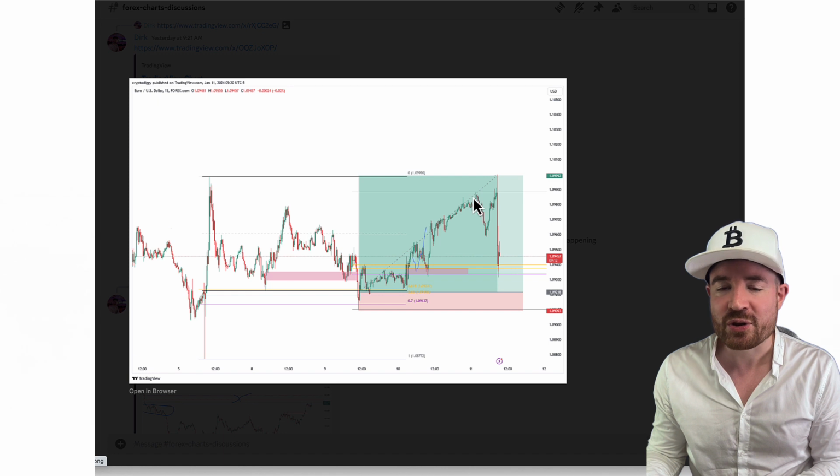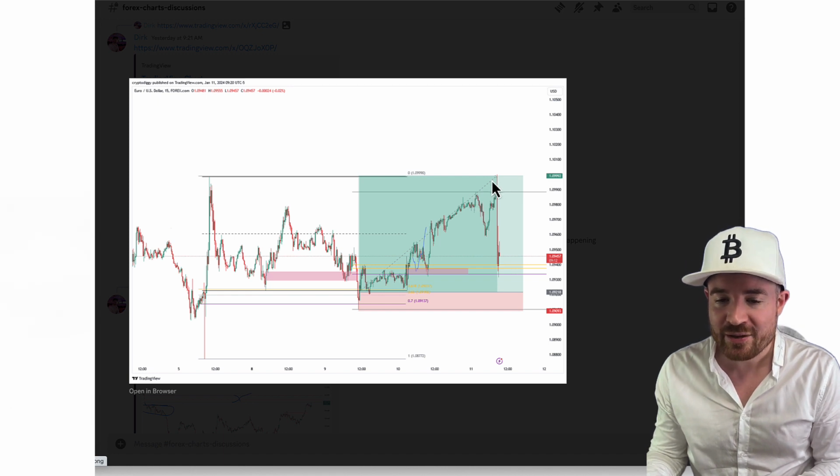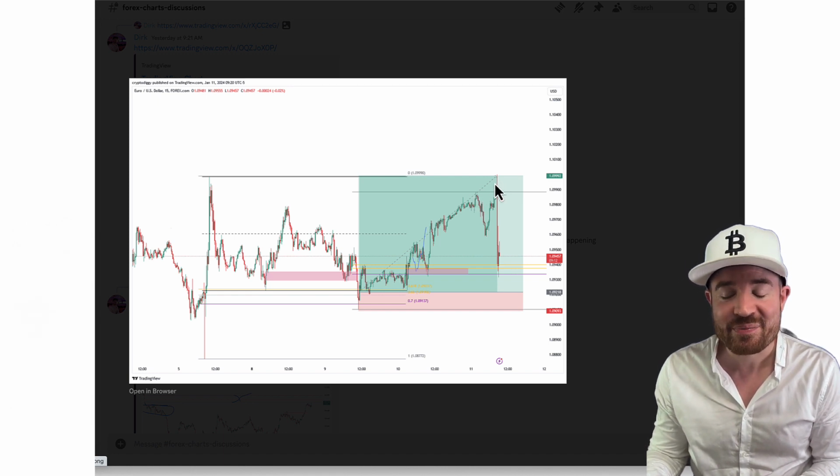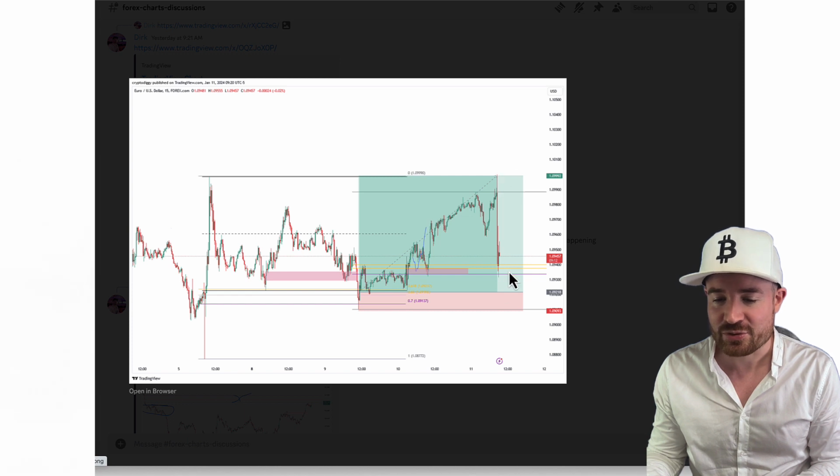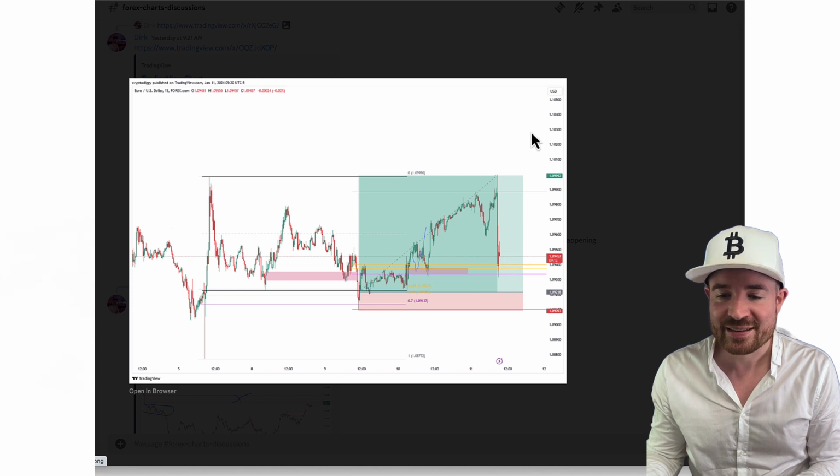But on that CPI, it hit the target perfectly technically. Could have actually gotten out a bit earlier if you wanted to play it safe, but if you would have had that as a target, it would have been hit, and then afterwards it dumped straight down again. Okay, but the point is the setup worked perfectly. The target was hit. This would have been a 6R trade.